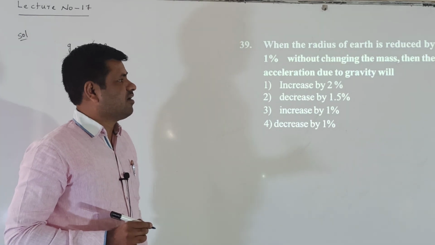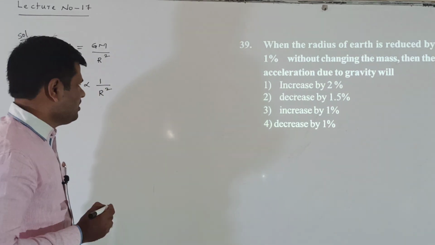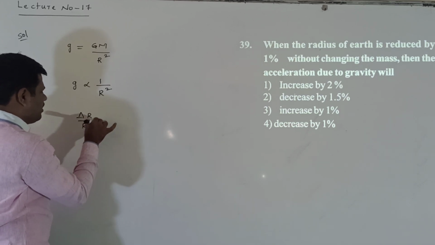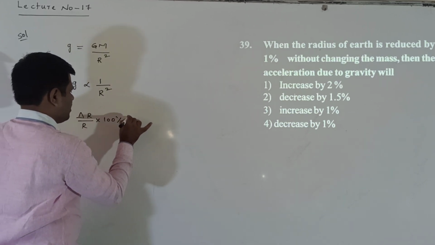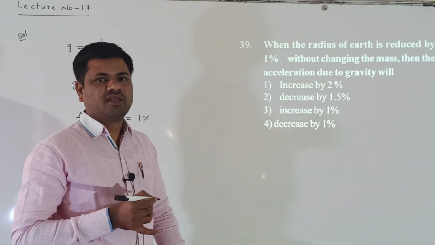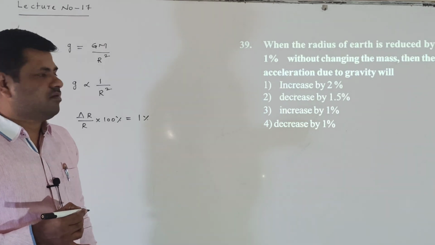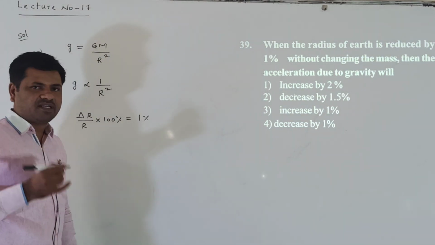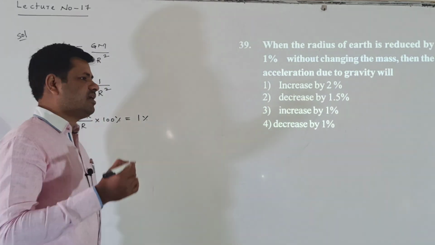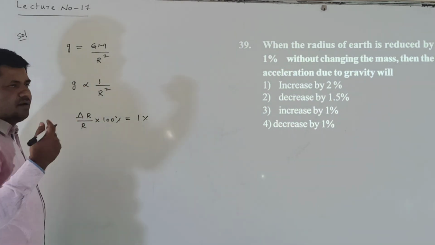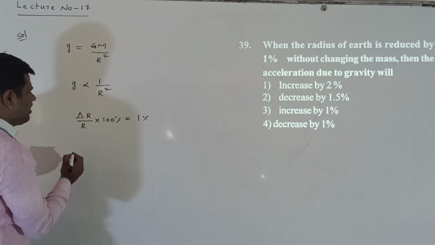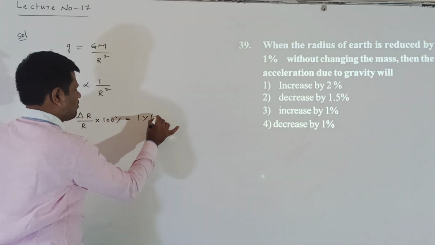Okay, here the radius of earth is reduced by 1%. What is given according to the errors? Delta r by r into 100% is given as 1%. Clear? Delta r by r into 100% is equal to 1% is given. They are asking delta g by g into 100%. How to write delta g by g into 100%? How can we write it here, from this formula? This is the given value.